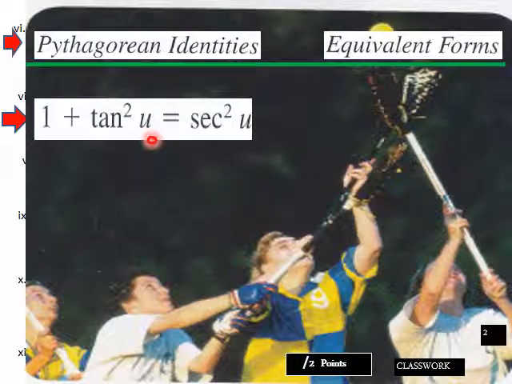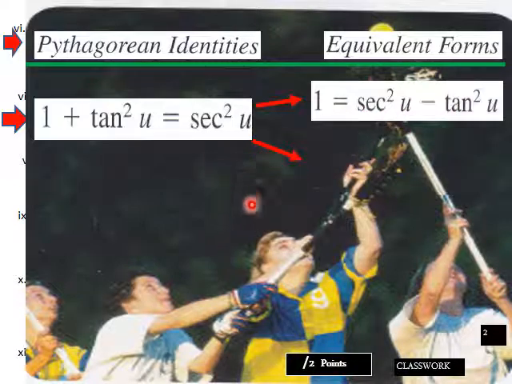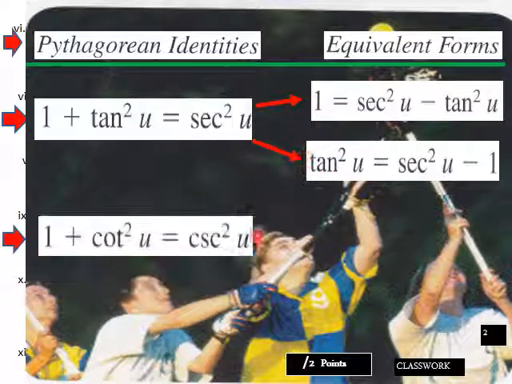Again, getting back into equivalent forms, 1 plus tan squared u equals secant squared u. So an equivalent form of that would be 1 equals secant squared u minus tan squared u. And then tan squared u would equal secant squared u minus 1. So you're seeing, I hope, how we go from here to each one of these forms, right? We're just solving this way for 1, and then down here we're solving for tan squared u.